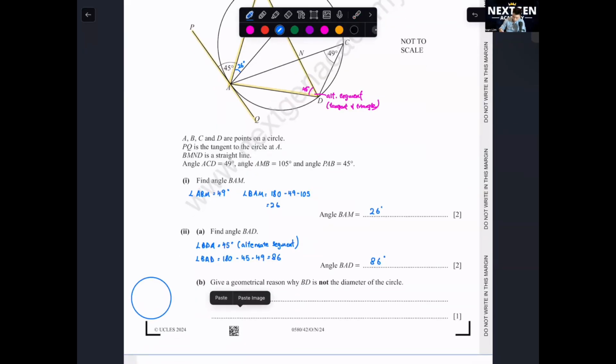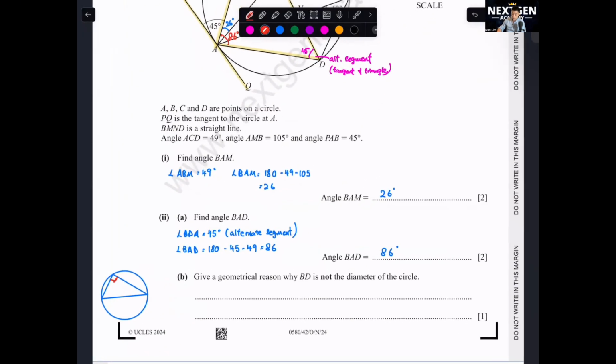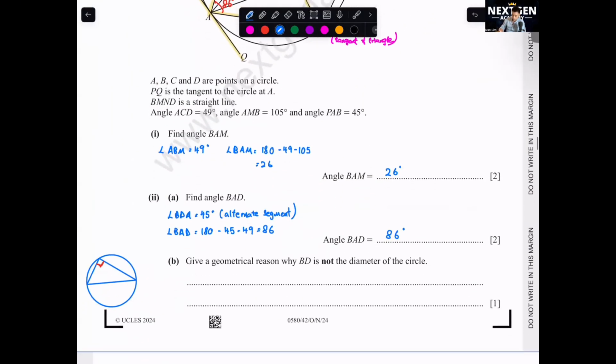If you got a diameter and a triangle, you'll form a 90 degrees angle. So did this form a 90 degrees angle here? This one, the total angle is equals to 86 degrees only. So since it is only 86 degrees, then it is not a right angle. Okay, then it cannot be a diameter lor. Okay, so what we can write? Because angle BAD is not 90 degrees.